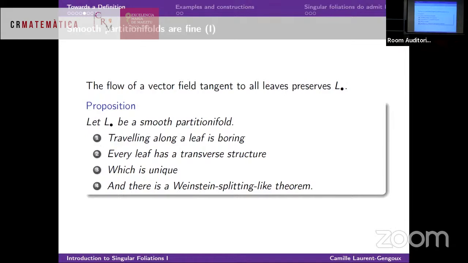Like, if you travel along a leaf, it's always the same thing. That's something well known in Poisson geometry. If you take a symplectic leaf, you take 2 points, you have a neighborhood of these 2 points which are diffeomorphic as Poisson open balls, as balls with a Poisson structure. The same thing with smooth partition manifolds. This lemma proves it, right? Because of smoothness and this lemma, you can always go from one point in a leaf to another point in the same leaf by following flows of vector fields tangent to all leaves, which are therefore symmetries of the partition manifold. Good.